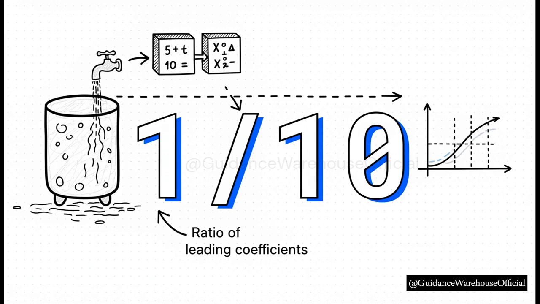Notice that both the top and the bottom have a highest power of 1. They're both linear. Since the degrees are equal, we use our equal degrees rule. We just take the ratio of the numbers in front of those variables. 1 on the top, 10 on the bottom. What does this mean in the real world?